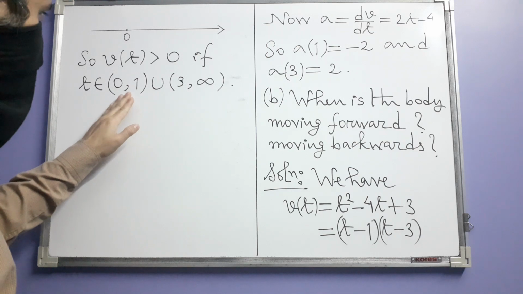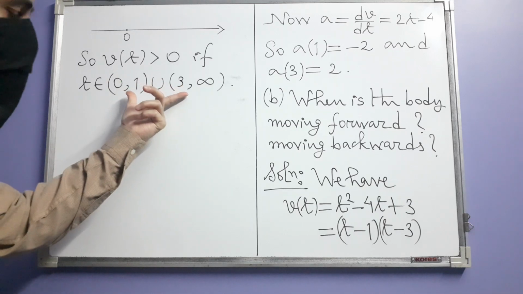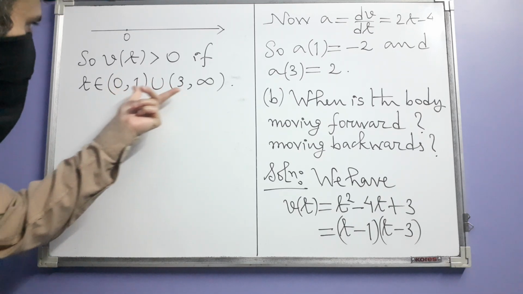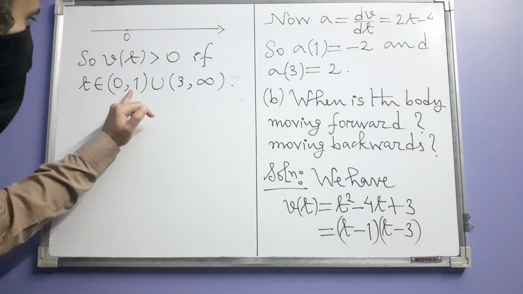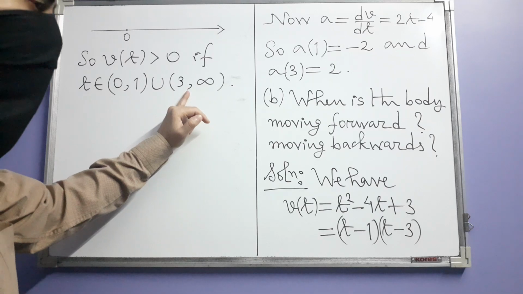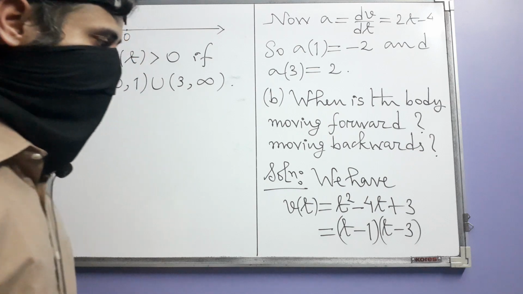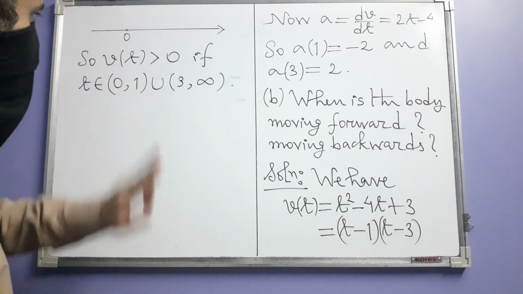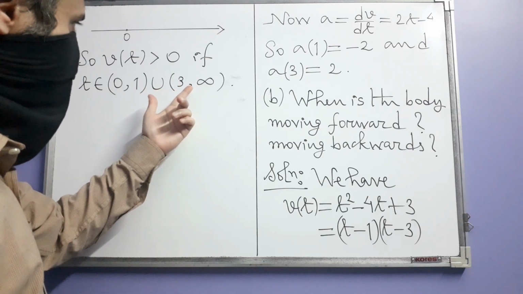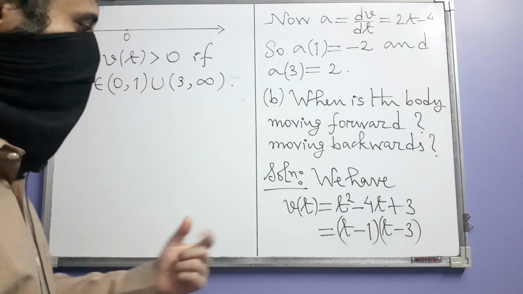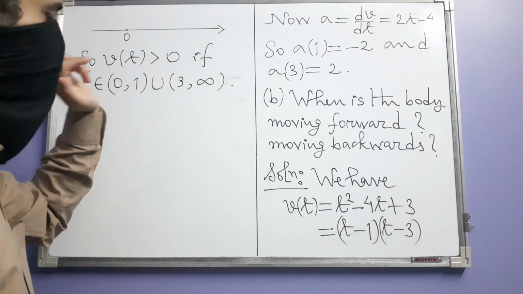If t is less than 1, then if t is lying here, being in this union means t is either in this set or this set, because these intervals are after all sets. So if t lies here, then t is both less than 1 and as well as less than 3, of course. But then t minus 1 and t minus 3 are both negative, so their product is positive. That is why V of t is positive. Else, if t lies here, then t is greater than both 3 and 1. So t minus 1 and t minus 3 are both positive, so their product is again positive. That is why you have this.